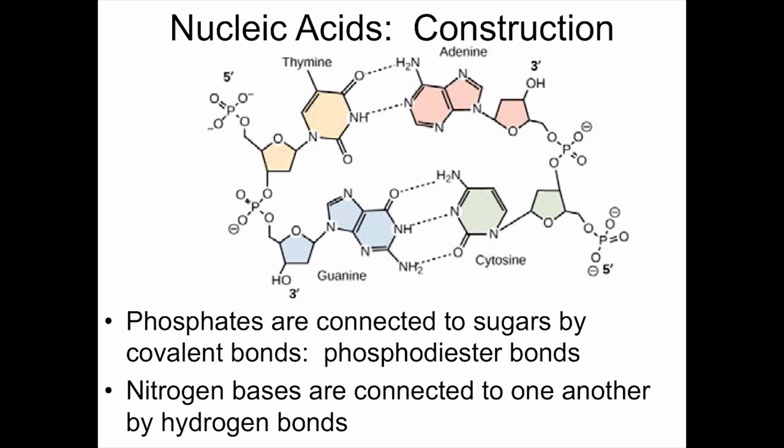How the nucleotides are assembled to form functional nucleic acids is this. The sugar and phosphate groups form the backbone of the molecule, which is held together by covalent bonds known as phosphodiester bonds, shown here in the pink. The nitrogen bases are connected to one another across the middle of the helix by hydrogen bonds, shown here in the green.